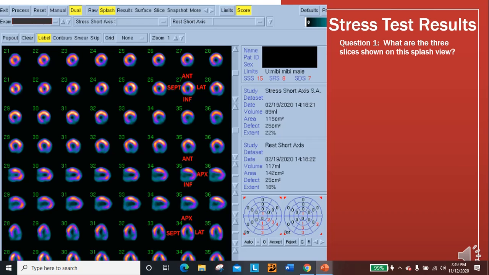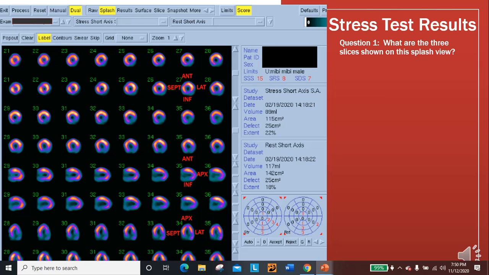So this is the splash view of the stress test results, the top row being the stress and the bottom being the rest. Each frame is numbered so that they're matching up, so that you can compare the stress and the rest of each slice. There are three different axes being shown on these results, and that leads to my first question. What are those three axes?